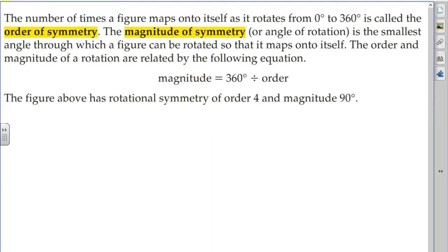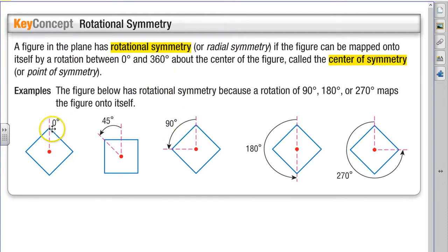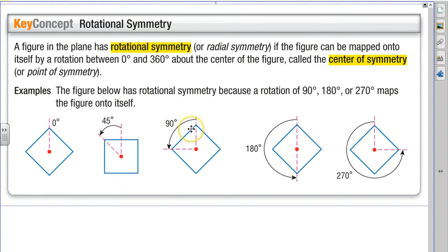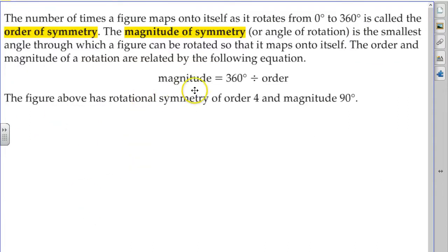And so for the figure before, it happened at 0 degrees, at 90 degrees, at 180, and at 270. So it's 1, 2, 3, 4 times, because 360 sends it back to the original figure. Now, to figure out the magnitude, all you do is take 360 degrees, which is one full rotation, and divide it by the number of times it looks like itself. That's how we find our magnitude and order.